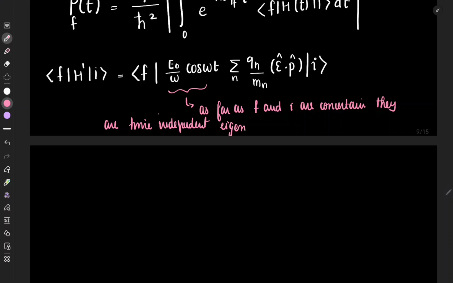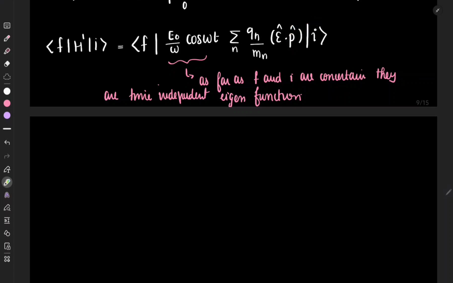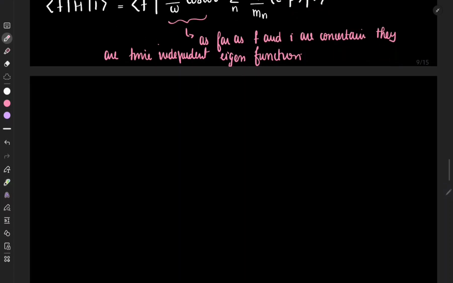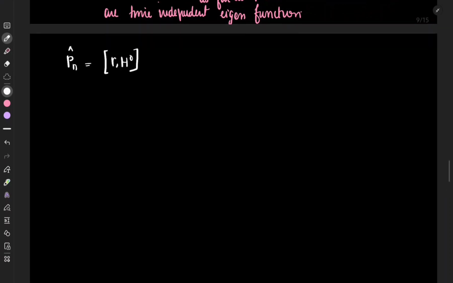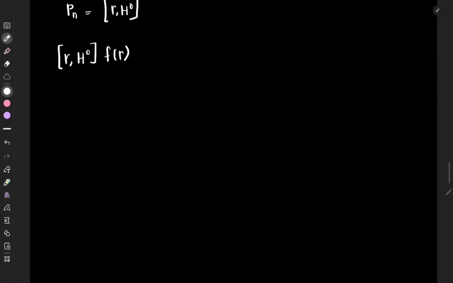Now what we have to do is, we don't know what this is. This is nothing but the momentum operator, and this can be written in terms of a commutator bracket like this: p of n is equal to the commutator bracket of r and H naught, the Hamiltonian of the original molecule. This commutator acts on a function f of r and gives r comma h naught f of r. We are doing this because we don't know the value of the commutator, so in order to solve it you just have to substitute the value.